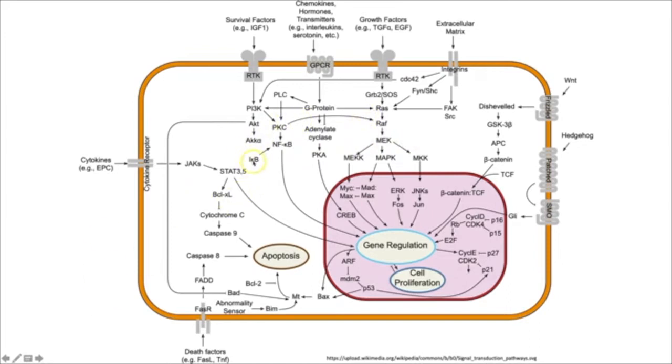So the I kappa B can influence the NF kappa B, which could be triggered by other survival factors, but that actually came from cytokines. And so it gets really complicated really fast. But basically, all of these things can have a lot of different effects on each other.